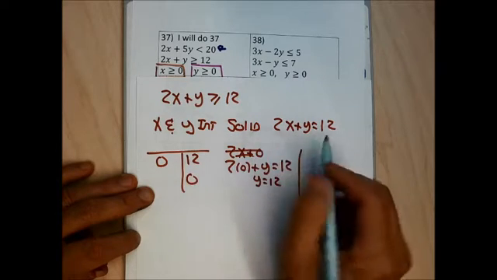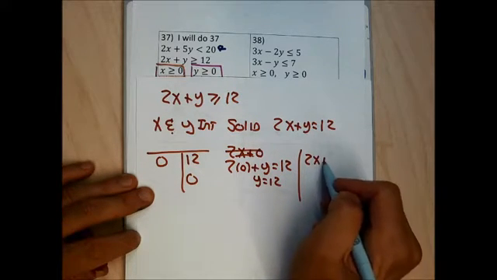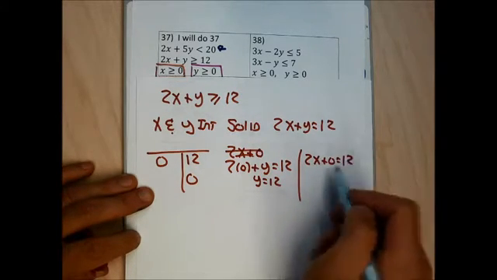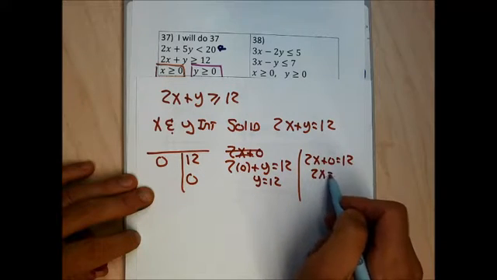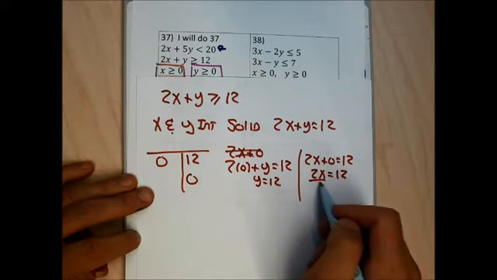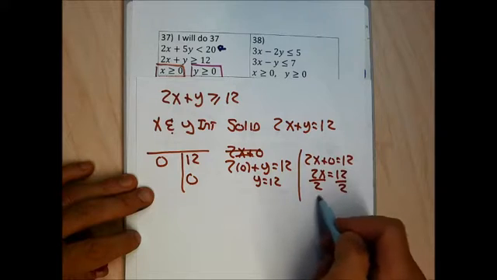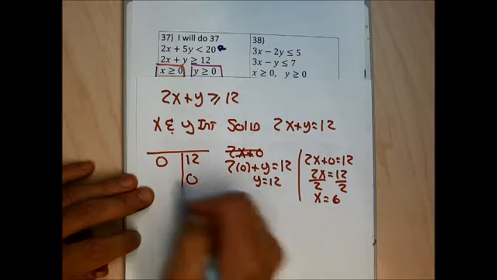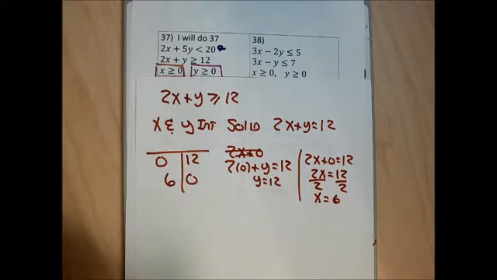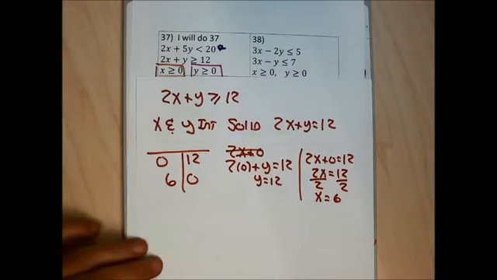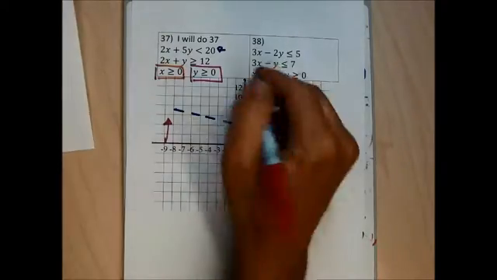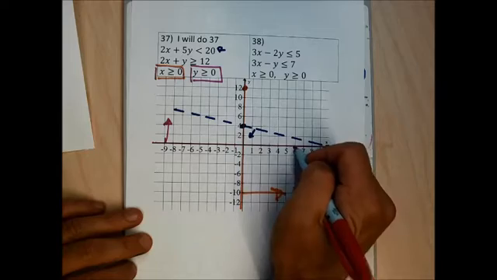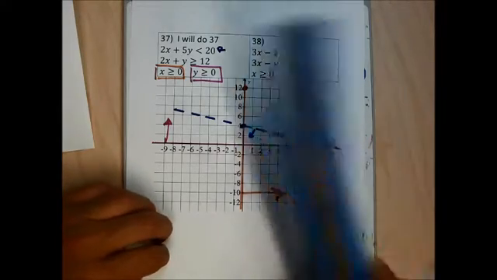Plug in 0 for y. Get 2x plus 0 equals 12. That will give me 2x equal to 12. Divide by 2 gives me x equal to 6. So plotting the points (0, 12) and (6, 0). (0, 12) is up here. (6, 0) is there. Get a solid line for this one.